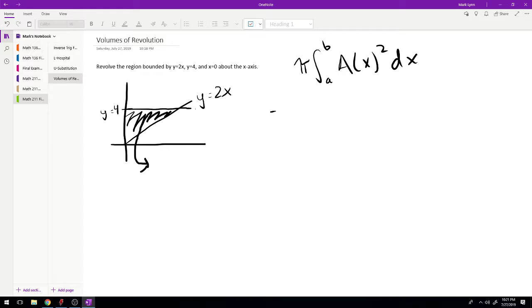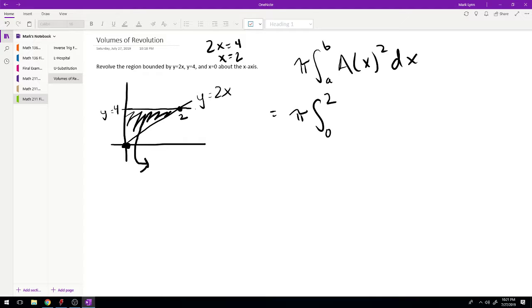So if we plug in our bounds, which are going to be the x bounds, this point here would be x equals 0, and this point here, we could figure out that x is equal to 2. How do we know that? Well, just set the curves equal to each other. 2x equals 4, so x would equal 2.